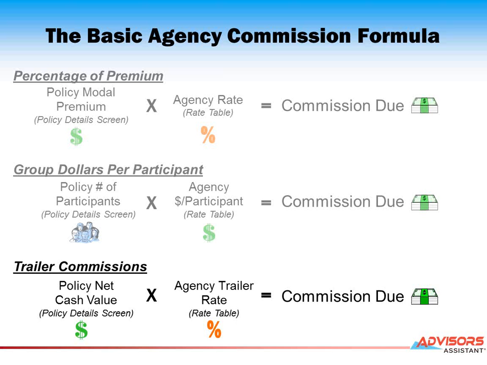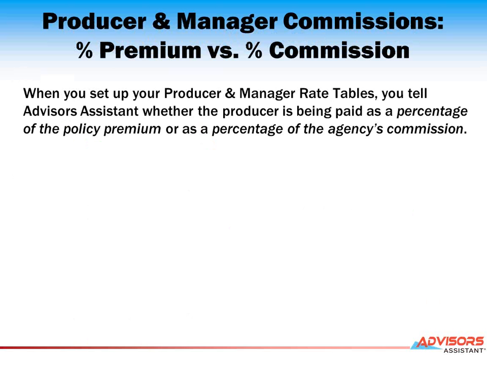Now, when you get into the producer commissions, splits can be involved. But for the agency level, it's pretty straightforward. And if you understand how it's being calculated, you can usually figure out where the error is when it doesn't calculate correctly.